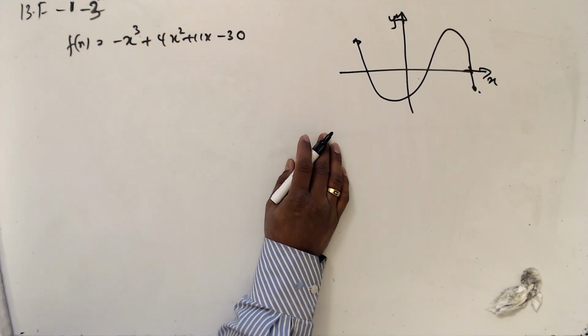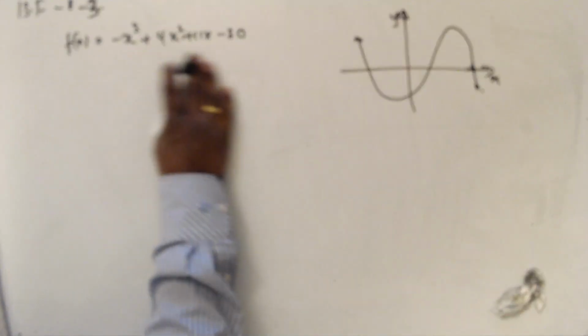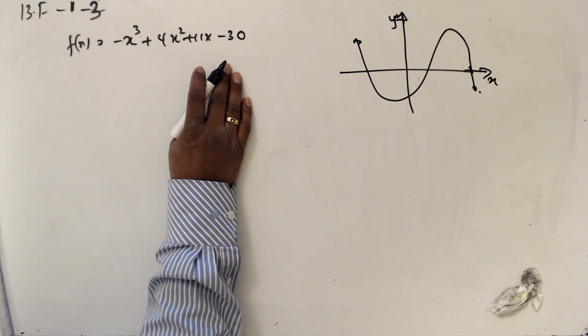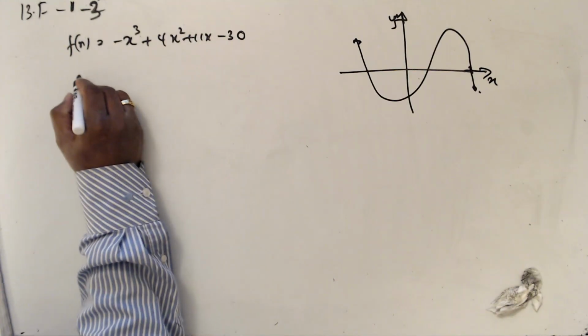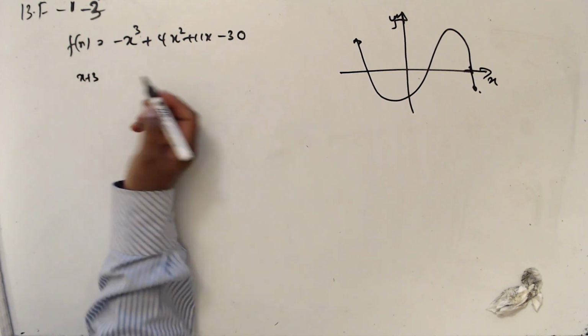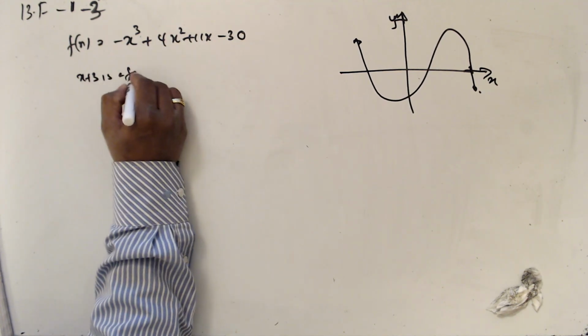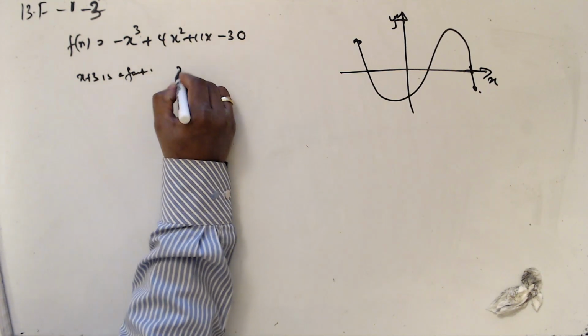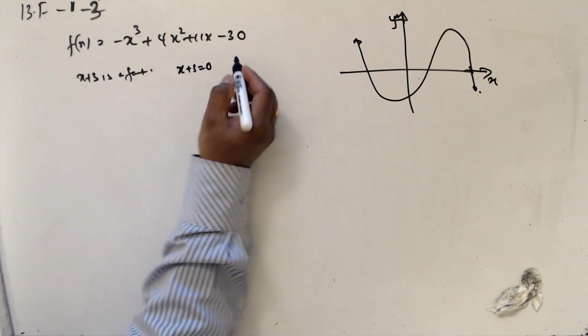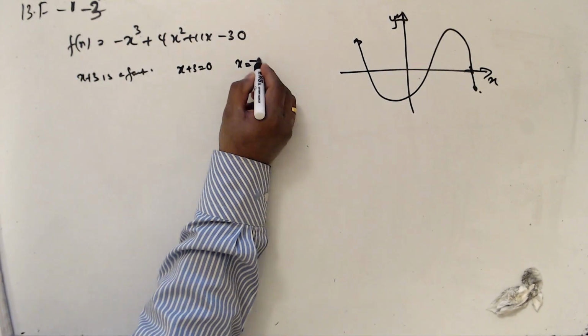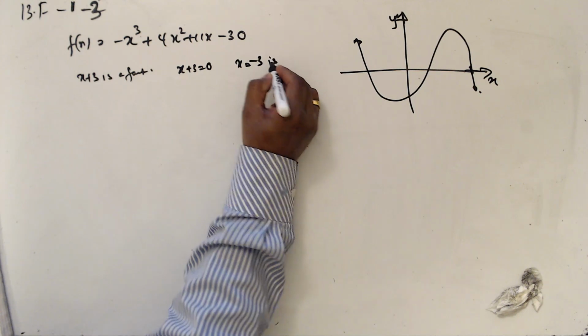Number 3, this is the graph. Part A: use the factor theorem to show that x plus 3 is a factor. So x plus 3 is a factor. Then x plus 3 equals 0, and x equals minus 3 is a solution.